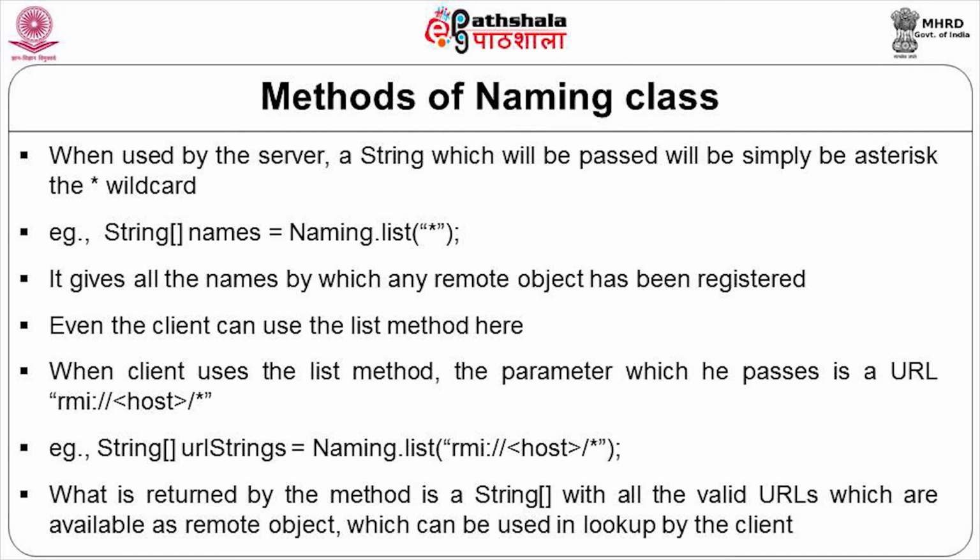Whereas for the client, again, even the client can use the list method here. When he uses a list method, the parameter which he passes is RMI colons, he uses a URL format.